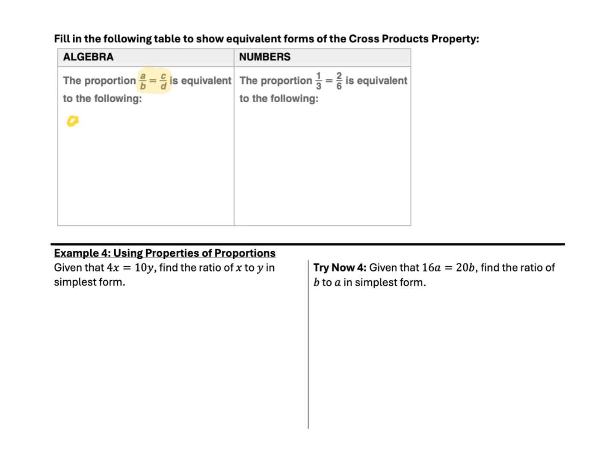So a times d equals b times c. And if you want to put the dots in there, you can, but really AD means A times D, so we don't need the dots at all.